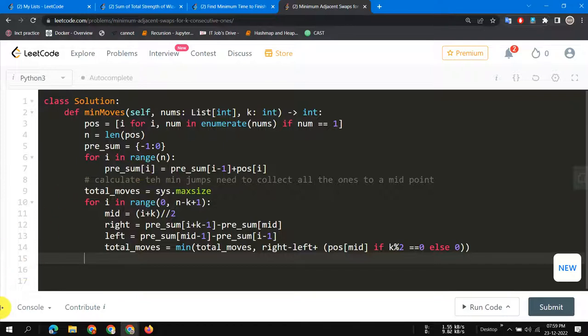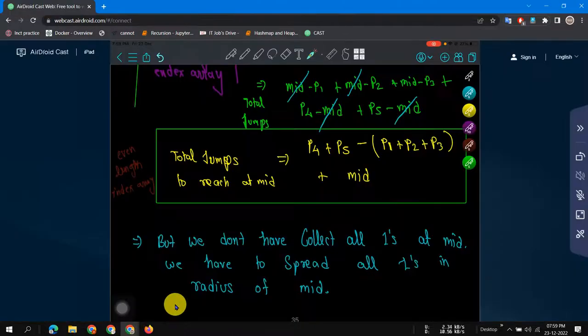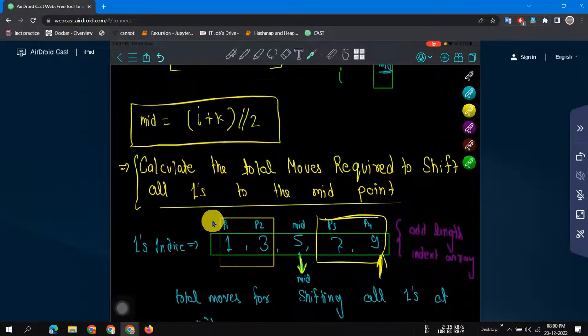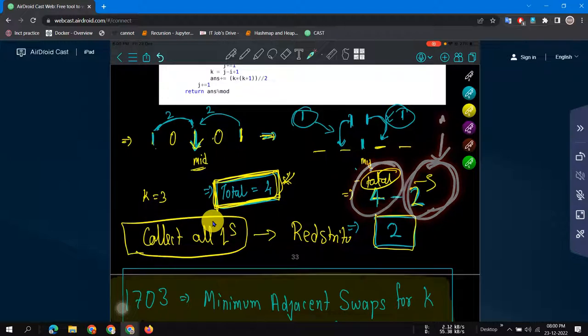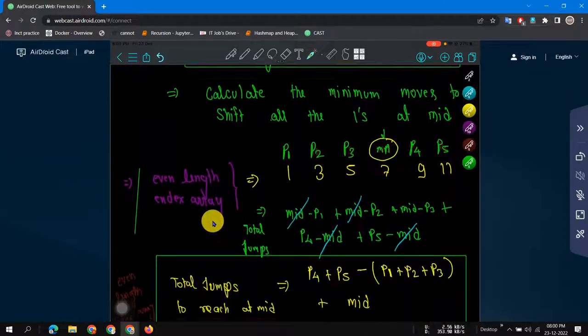So, okay, let's come to the coding part. Oh, drawing board. Okay, so we have already seen it in the example. We first calculated the total jumps I needed to take to collect all the ones to a midpoint, and then I distributed it around the mid, right? The moves that I took to redistribute it around the mid, I subtracted, right? So now at this point I have found out the total. Now I have to collect this one. And what is this one? This is the move that I need to take to distribute all the ones around the mid. Okay, so now let's come to that point.